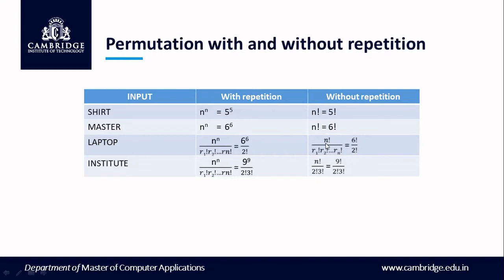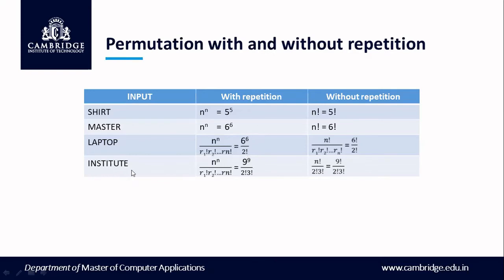Here n is 6. So 6 factorial divided by, the alphabet P appears 2 times. So in the denominator I have 2 factorial. But with repetition, it is the n power n formula, that is 6 power 6 divided by 2 factorial, because the alphabet P is repeated 2 times.